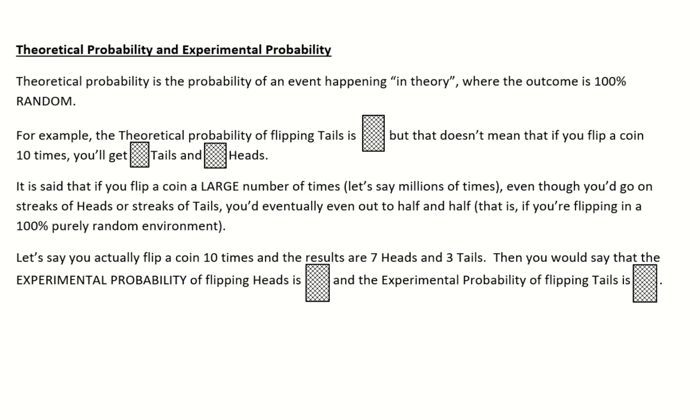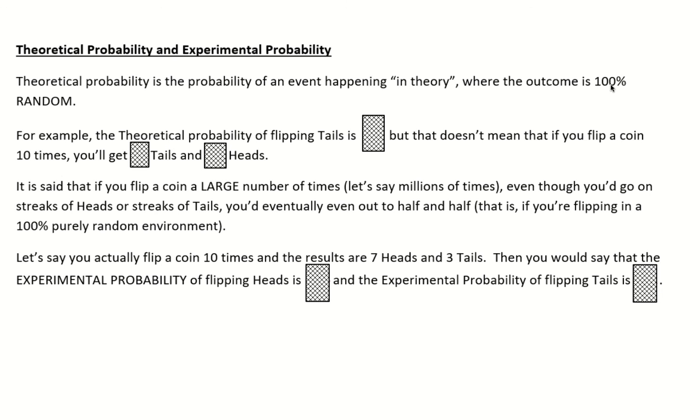Finally, just a quick look at the difference between what's called theoretical probability and experimental probability. Theoretical probability is the probability of an event happening in theory. Bottom line is this is what theoretical probability is, where the outcome is 100% random.